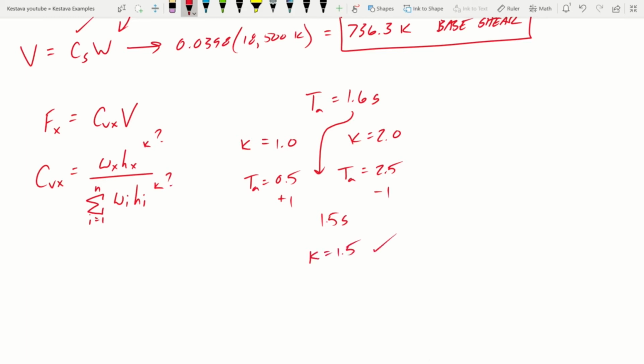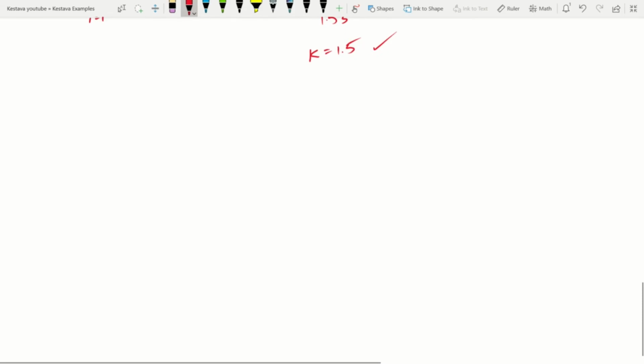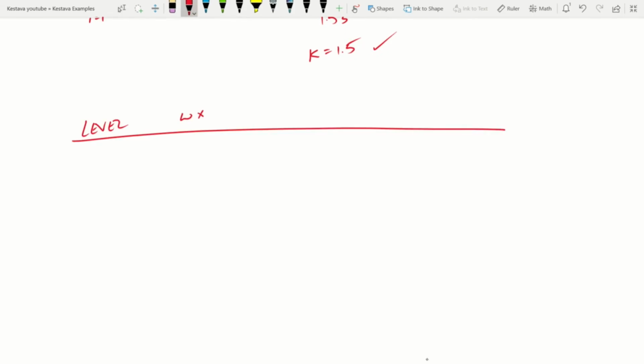All right, so now we have everything. So now we need to go ahead and determine our values of the equivalent lateral force, F sub x, computed by the above provisions that we have. And we're going to tabulate it as follows. So buckle up. We have level. We have W sub x, that's in kips. We have H sub x, that's in feet. We have W sub x times H sub x raised to the k, which is just 1.5. And then we have F sub x, and that's in kips as well.